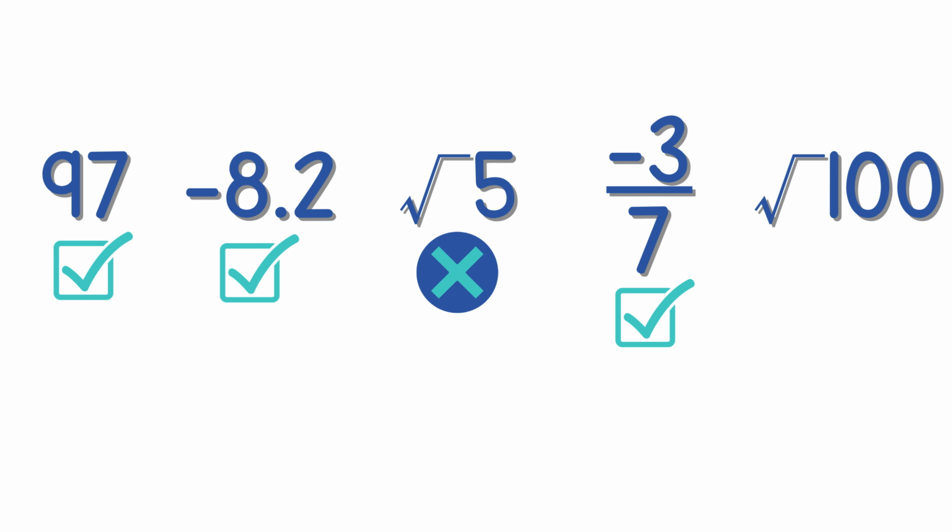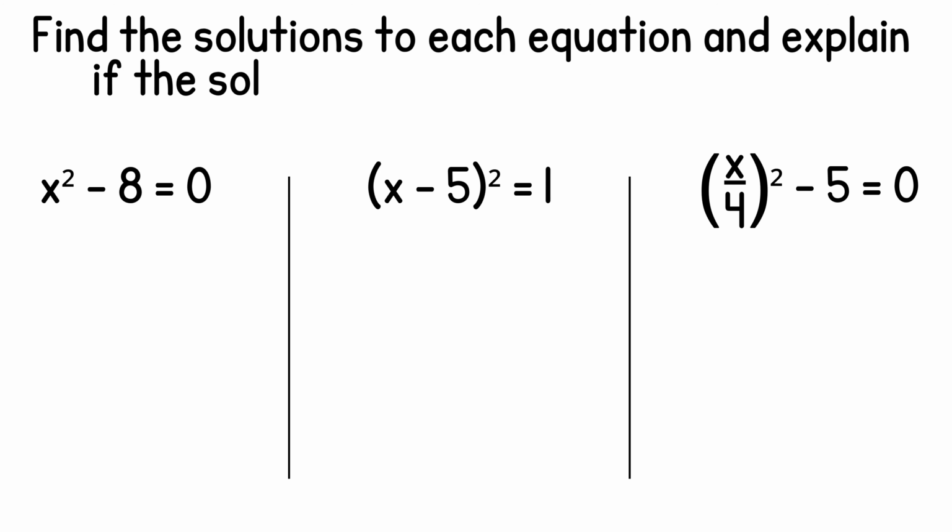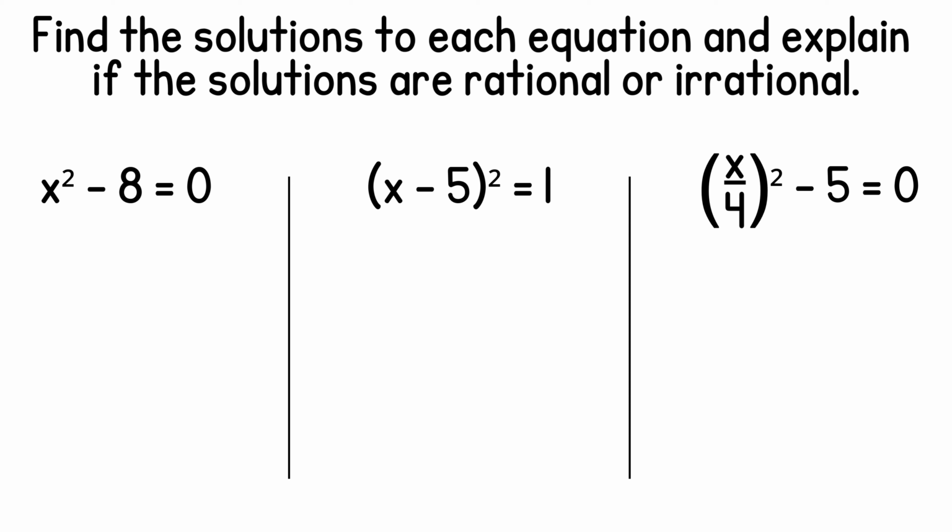And now we have the square root of 100. Since 100 is a perfect square and can be simplified to positive and negative 10, this is a rational number. Here's an example where we'll find the solutions to each equation and then we'll explain if those solutions are rational or irrational. Let's start with x squared minus 8 equals 0.